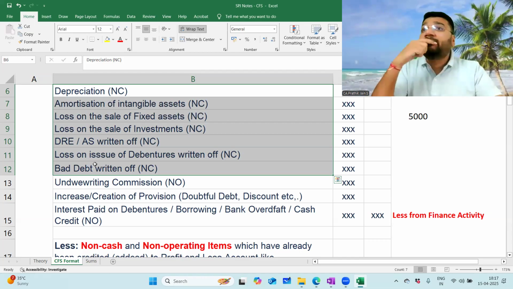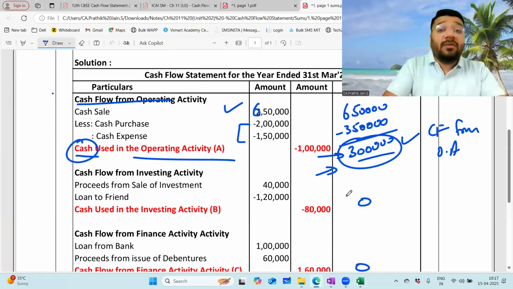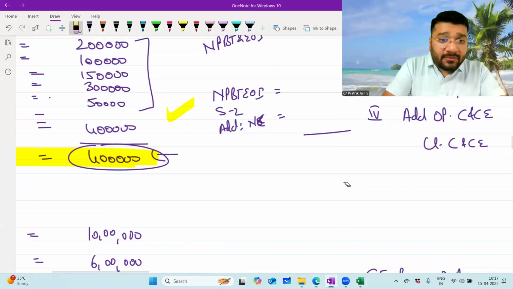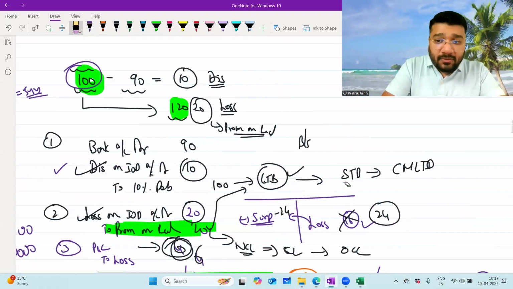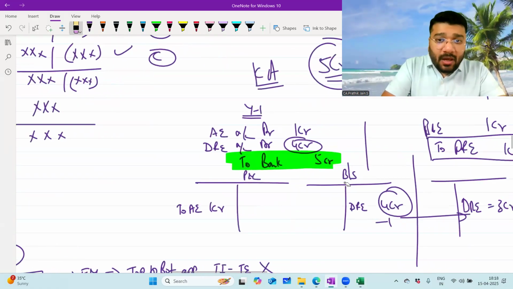Yes, Sumanyu. Can I take the journal entry for deferred revenue expenditure journal entry? I have to search where it is. Here it is.